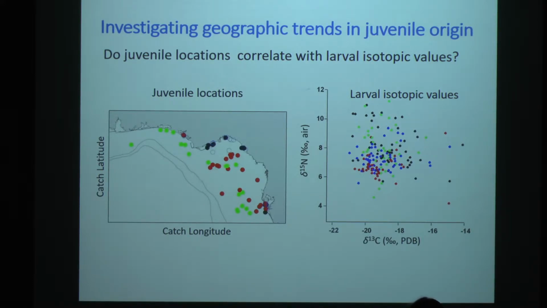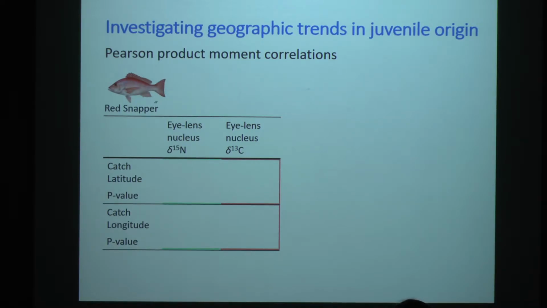The next thing that I wanted to look at was within-species variability with larval origin for these juvenile populations that are spread throughout the region. So the two data sets that I have here to compare are the juvenile locations, so these are the locations where the juvenile fish were captured, and the isotopic values from the inner eye lens core representing that larval period.